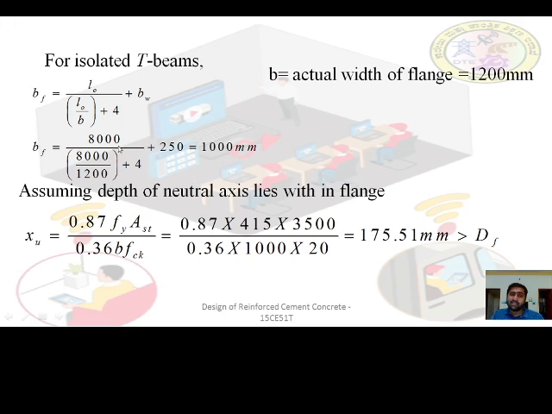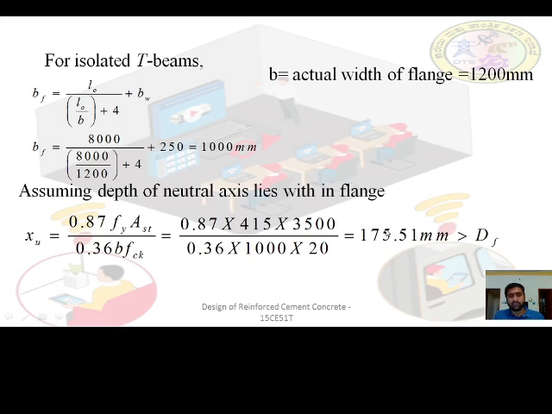So for isolated T beam, this is also on page number 37 of IS 456, this formula. So you note down the formula. You have to calculate the BF value. Once again the same thing, you have to follow the same steps. First we will assume the neutral axis lies within the flange. So use this formula, and we will substitute all the terms over here.